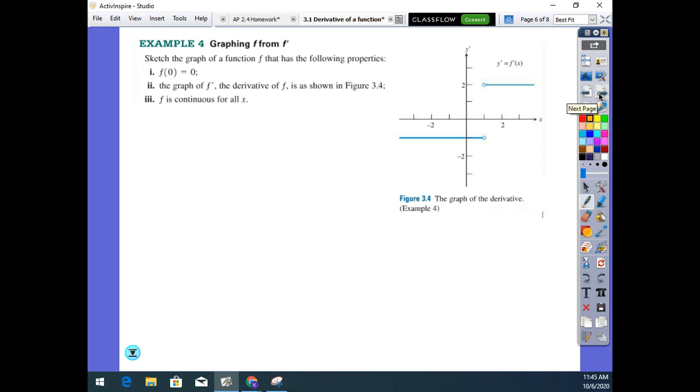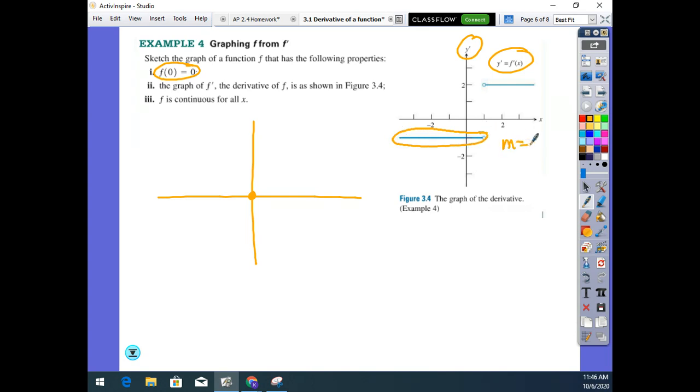Now we're going to go backwards. We're going to start with the, notice, derivative, and we're going to go backwards. All right, so we're going to create a graph. And this is really critical. They give us a starting point of (0, 0). Now, notice this right here. This is telling me my slope, the derivative, is -1.